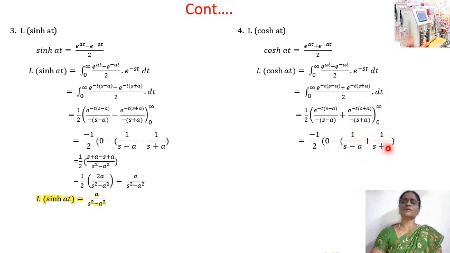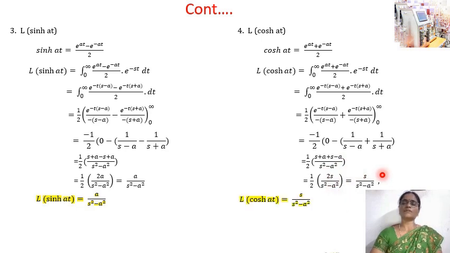In the denominator it will be s minus a into s plus a, the a plus b into a minus b form. Again, in the denominator you take s squared minus a squared. If you take the LCM, you will get the form like that. Now the final answer you will get is s upon s squared minus a squared. So what is the cosh at? S upon s squared minus a squared you will get.